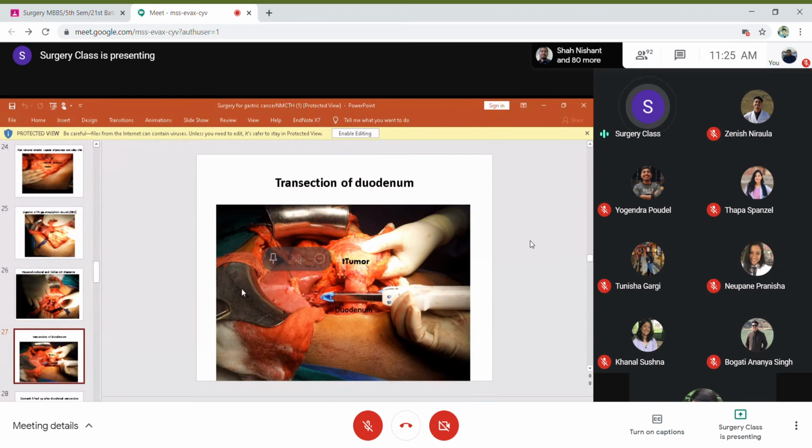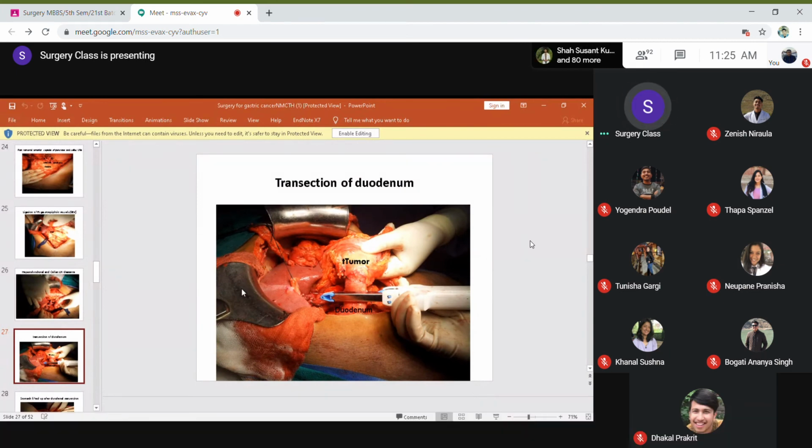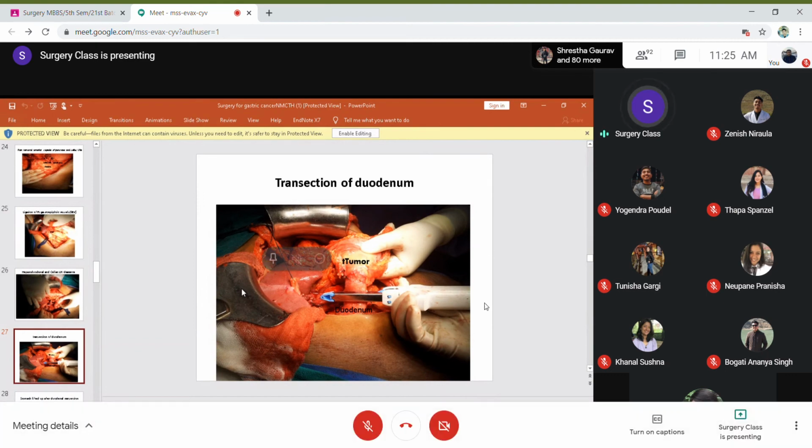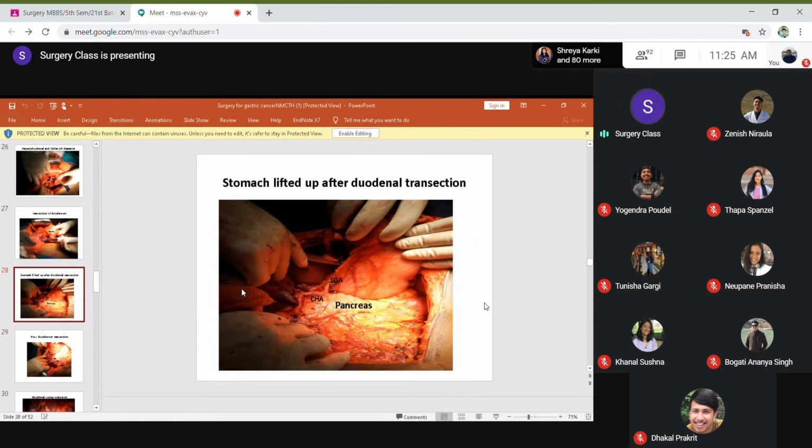See, getting the tumor, you can see the 2-centimeter margin has been taken. From the tumor, it is almost 2 centimeter away. We are transecting the duodenum, so the duodenum is being transected 2 centimeter away. Once it is transected, the stomach is free from the duodenum and it is lifted up. So you can see the left gastric artery here, the common hepatic artery, and the pancreas. The stomach is being lifted up now.